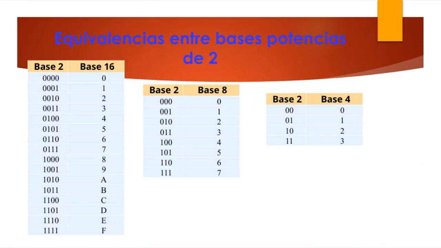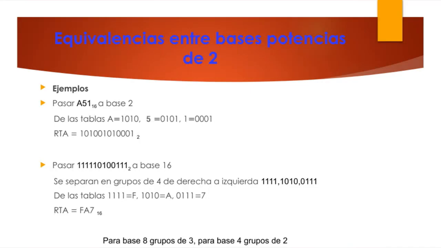Here, we see how binary numbers translate into other bases that are powers of 2, like base 4, base 8, and base 16. Each group of binary digits corresponds to a single digit in these larger bases. For example, 2 binary digits make 1 base 4 digit, 3 make 1 base 8 digit, and 4 make 1 base 16 digit. This system lets us represent large binary numbers more compactly and readably, which is crucial in computing and digital electronics. Let's look at some examples of converting between number bases that are powers of 2.